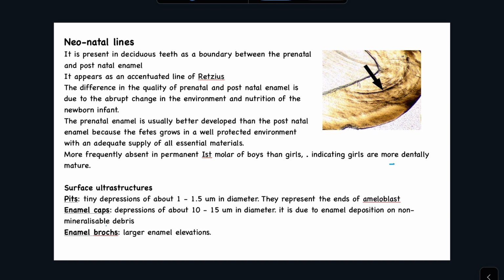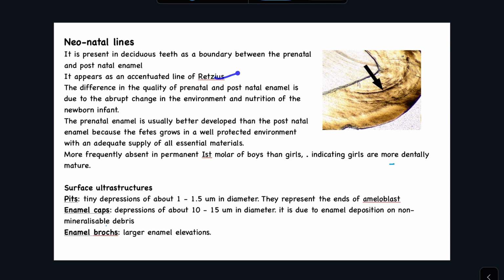So why is there a difference between the prenatal and the postnatal enamel? It is because when the baby is in the womb, the enamel formed is of higher quality, because all the nutrients are supplied, and the fetus is in a very well protected environment. So this high quality prenatal enamel is formed. But after the baby is born, there is a compromise on nutrition, and it is not that well protected, so a lower quality enamel is formed. This neonatal line demarcates the area between them, so it distinguishes the prenatal and the postnatal enamel.